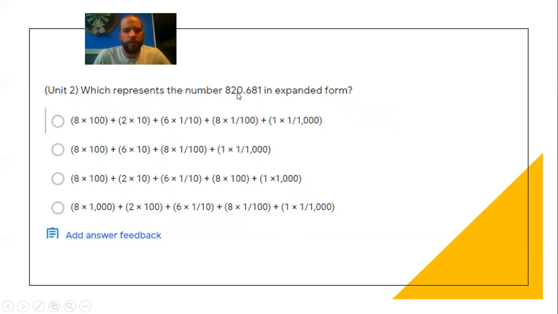0 is a placeholder. There's no ones, so that's just there. The 6 is 6/10, which is right here or right here. The 8 is 800ths, which is right here, but that's 800. So we have our winner, and then the 1 is 1,000ths. So that answers A.